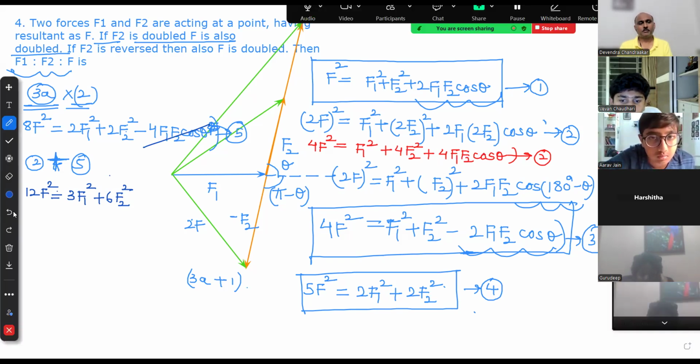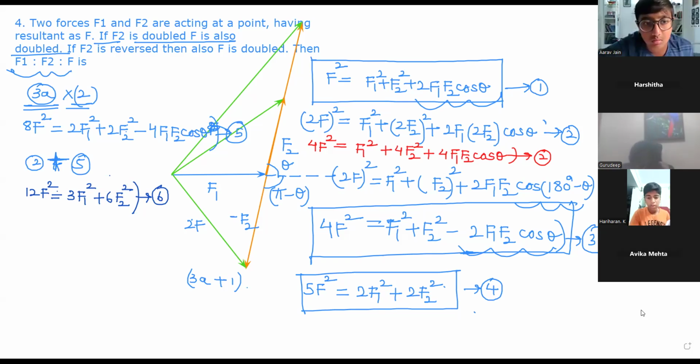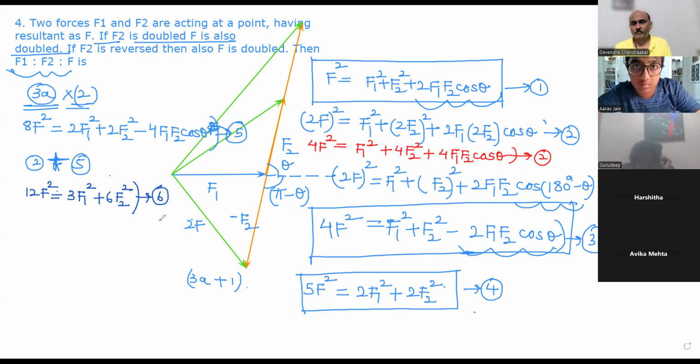Hello. Yes, sir. Just process it. If you have understood it, say understood till this equation. This is equation number 6 for me. So I understood. Vivan Chaudhary, Harshita, Gurudeep, Avika Mehta, Hariharan. All of you, I understood this or not? Sir, I didn't understand from the beginning because I joined the class late.